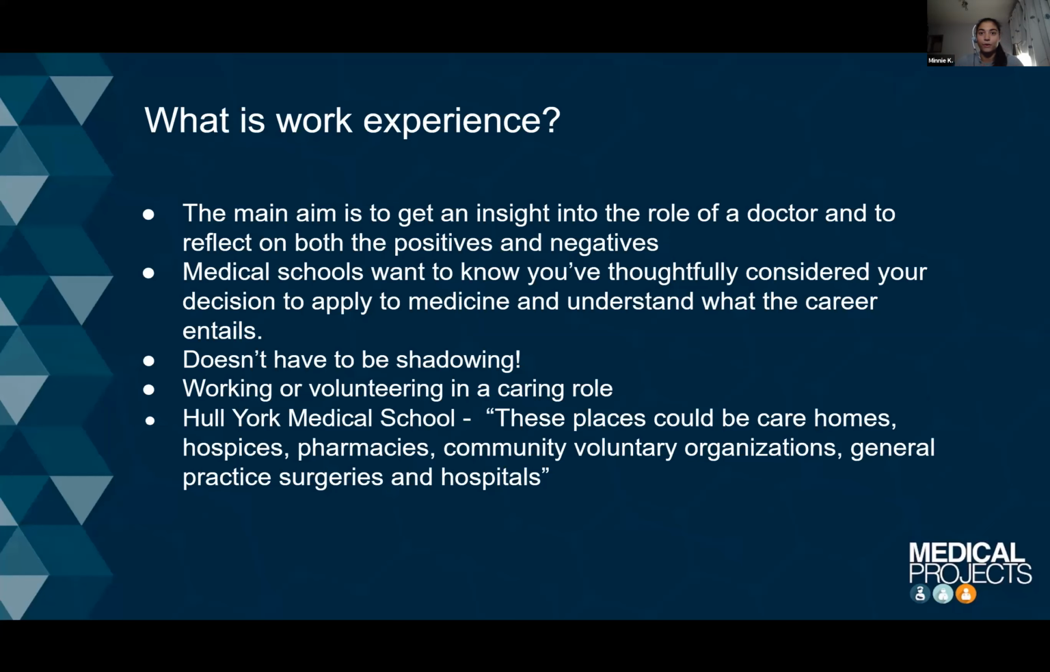You don't have to worry if you're applying and you've not been sitting in on a clinic in a GP, or following around a doctor all day. There are other options. So, working and volunteering in a caring role, which I'll talk through later.